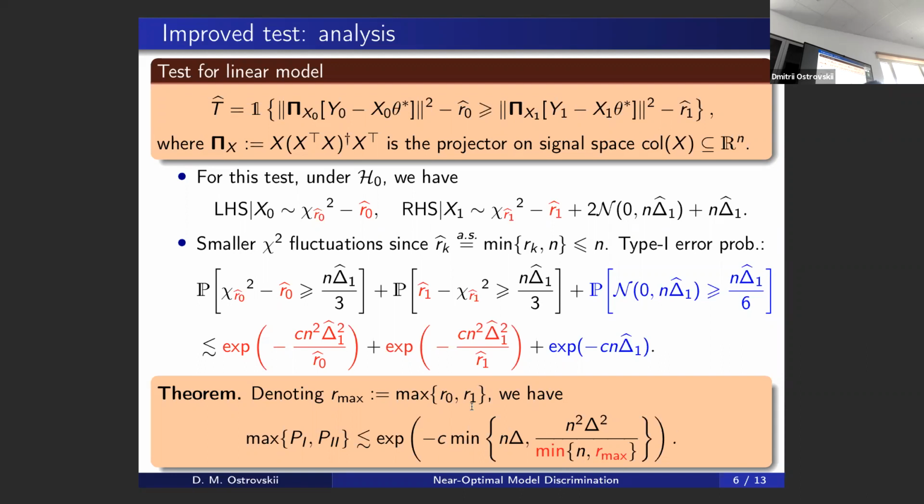So essentially, again, I can average out the design, and I omit it here. But the point is that what I will get is the exponential of the minimum of n delta, and instead of n squared delta square over n, as before, I now have n squared delta square over the minimum of n and the worst of the two ranks. Again, the worst, because the delta again is the smallest, because I have to look at the two types of error.